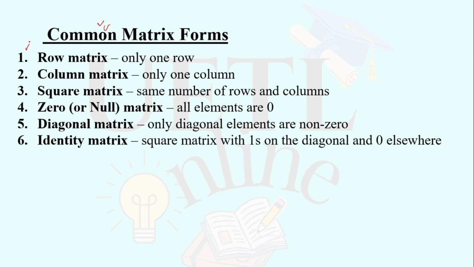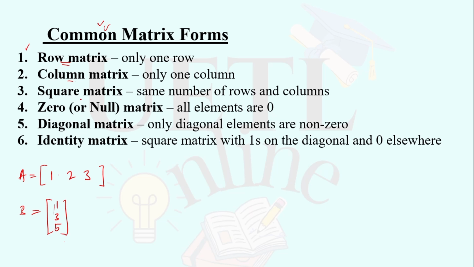The first one is a row matrix. Let's say it's a matrix A, and it has elements in just one row. Let's say it has elements 1, 2, 3. They are in just one row, so it is said to be a row matrix. And a column matrix: let's say we have matrix B, and the elements are 1, 3, 5 like this. This is what we call a column matrix. They are just in one column.